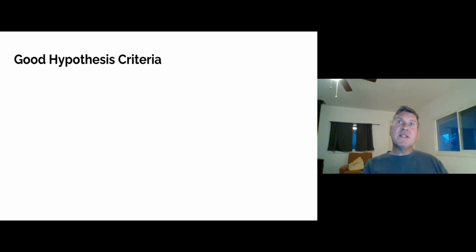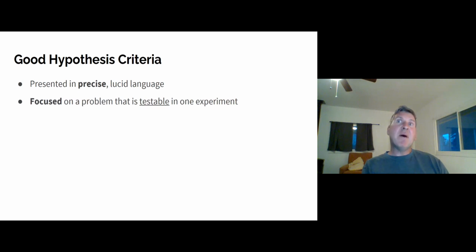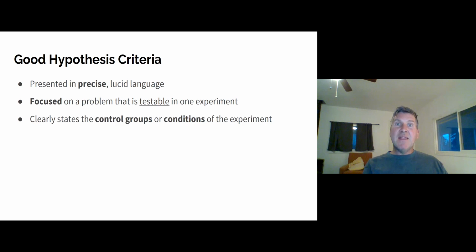There are some criteria for defining what is a good hypothesis. The first is that the hypothesis should be presented in precise, lucid language. The second is that the hypothesis should be focused on a problem that's testable and verifiable in a single experiment. The highlighted word here is testable, because a hypothesis shouldn't be so broad and abstract. It should be very clear in terms of what we're trying to measure. The third criterion is that it should clearly state the control groups and the conditions of the experiment.